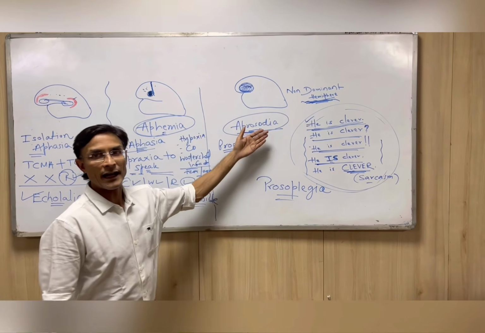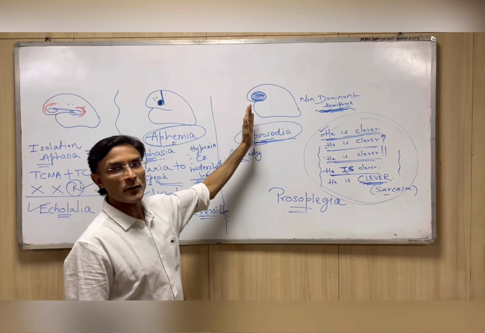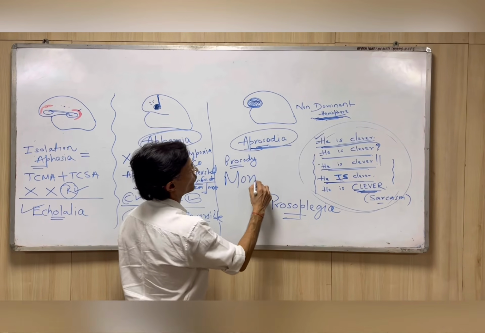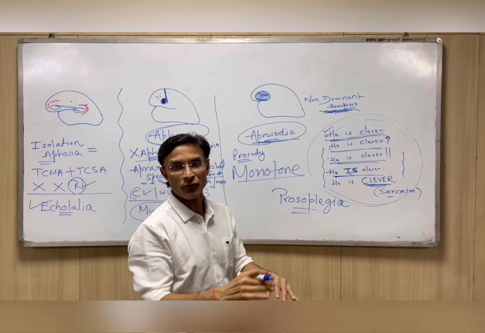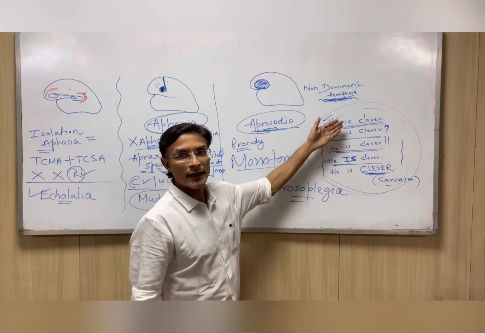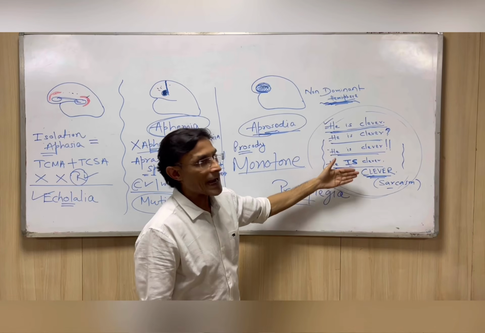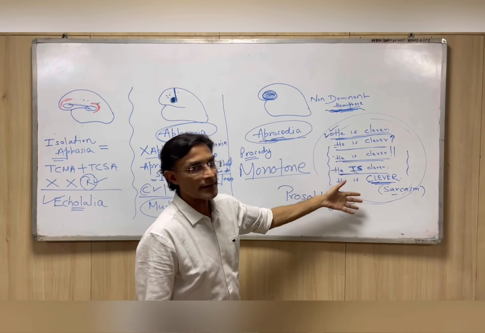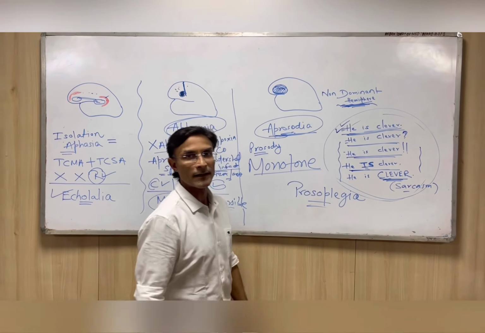So aprosodia and prosoplegia is a lesion in the non-dominant frontal lobe where the speech becomes a monotone. It lacks all the clarity of rhyming, rhythm, timbre, and whatever we normally utilize to create different types of statements from a single sentence. It creates different impressions and perceptions, and that is lost. This is known as aprosodia. Thank you.